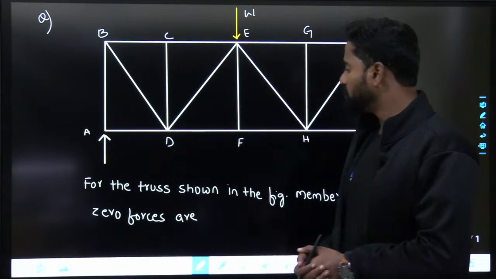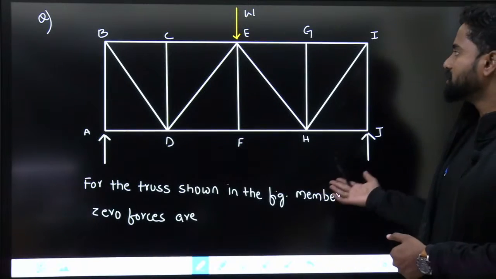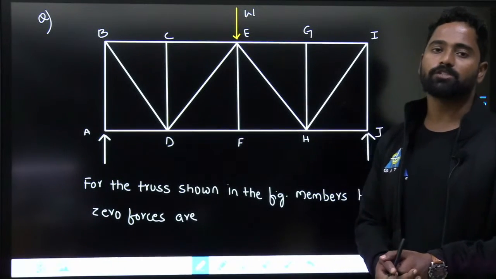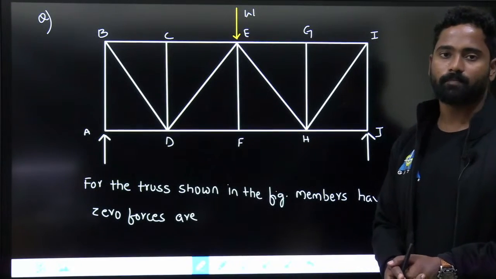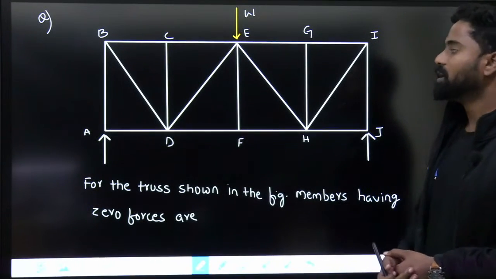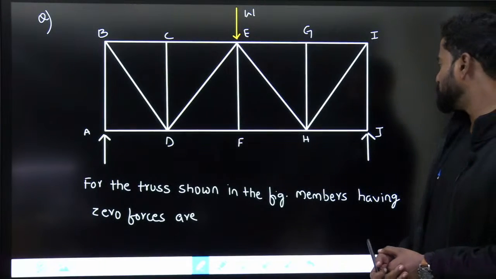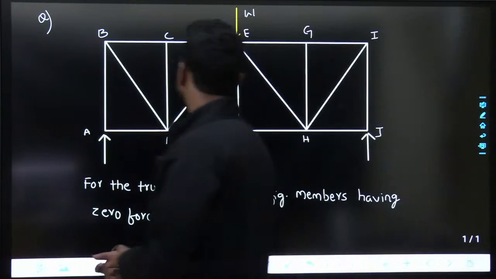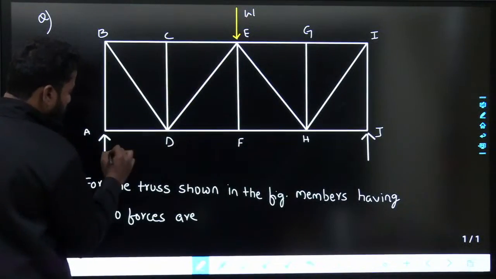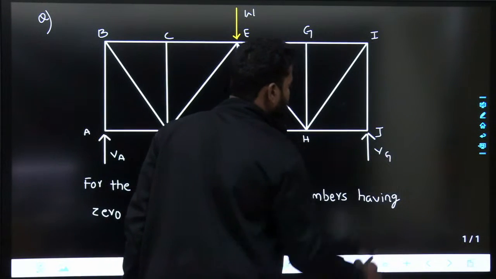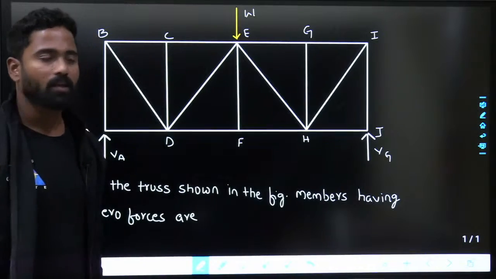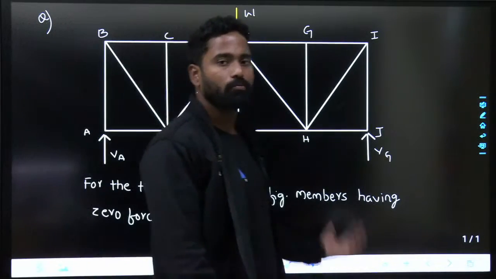The question given to you is, for the truss shown in the figure, find out the members having zero forces. There is load W applied over here. This is VA, this one is VG. So for the truss shown in the figure, find out the members having zero forces.